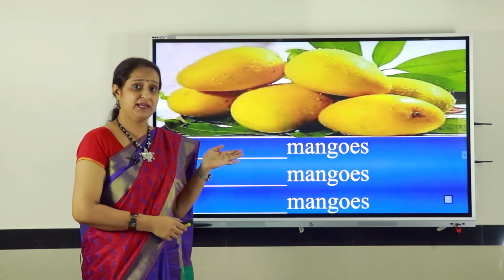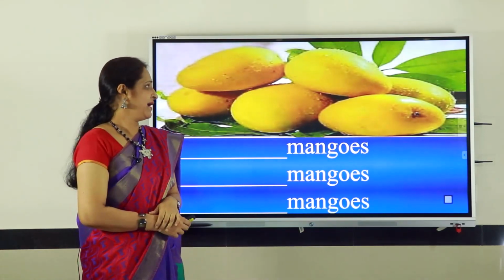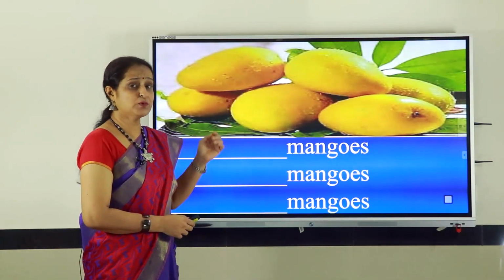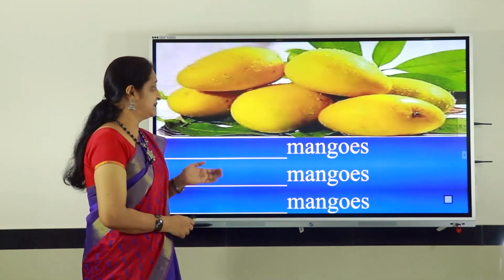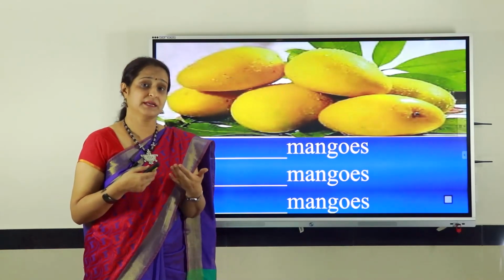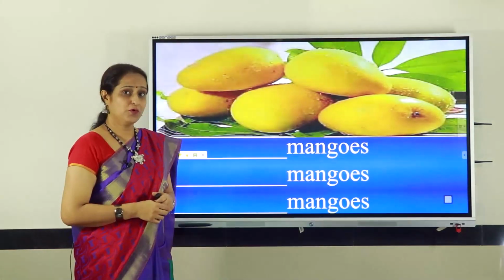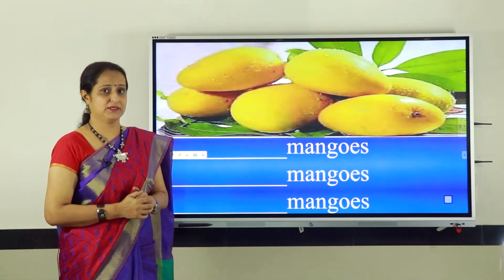Here on the screen, you can see some mangoes. Mangoes is the noun for the thing you see in the picture. Now, let us describe these mangoes. Let us talk more about the noun mangoes. So, now we are going to fill the blanks with the correct describing words.